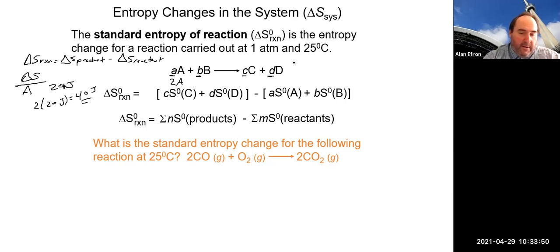So you add up all the delta S values you find in the table for the products. You then subtract from that all the delta S values you find for the reactants, again taking the coefficients into account. Any questions on that there?